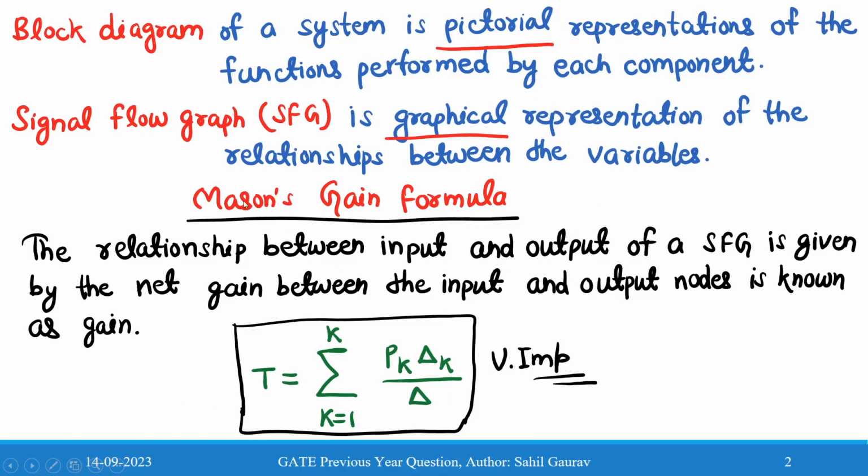pictorial representation. And now from the signal flow graph, we can find the transfer function or the gain using the Mason formula. So the relationship between the input and output of an SFG, the net gain between the input and output nodes, is known as gain. So this is the transfer function. We can find it using Mason's expression, and the transfer function or gain of the system will be the summation from k equal to 1 to K of Pk Delta k divided by Delta, and this expression is very important for finding the transfer function of a given block diagram.